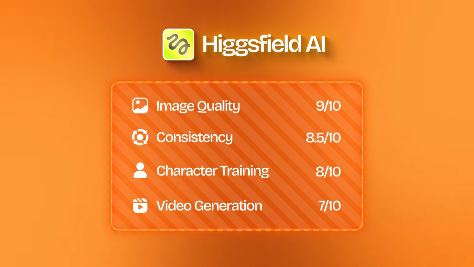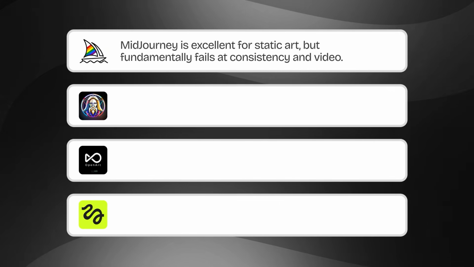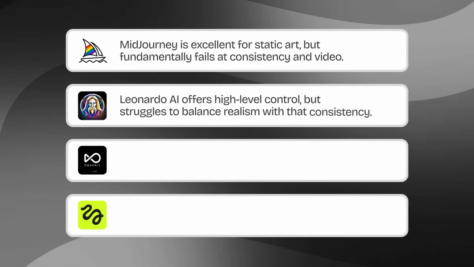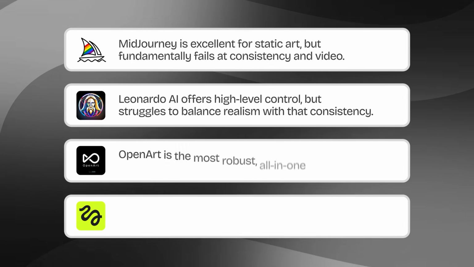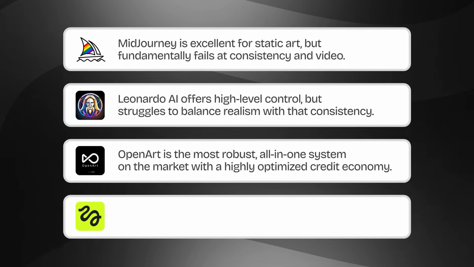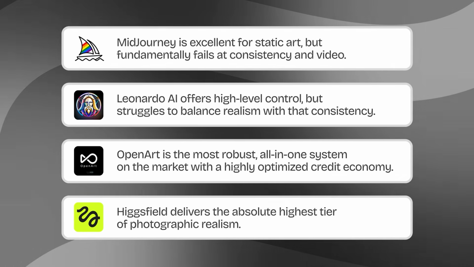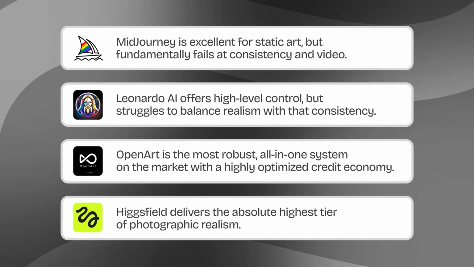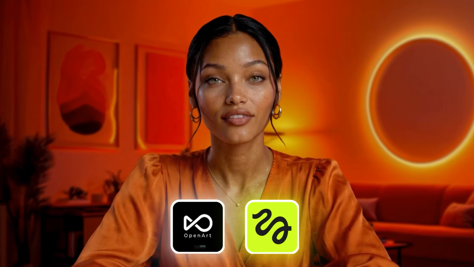We have our definitive dataset. Let's review the final telemetry on these 4 platforms. Midjourney is excellent for static art, but fundamentally fails at consistency and video. Leonardo AI offers high-level control, but struggles to balance realism with that consistency. OpenArt is the most robust, all-in-one system on the market with a highly optimized credit economy. And Higgsfield delivers the absolute highest tier of photographic realism. The choice dictates your workflow. For my systems, OpenArt and Higgsfield are the only 2 engines that pass the final benchmark.